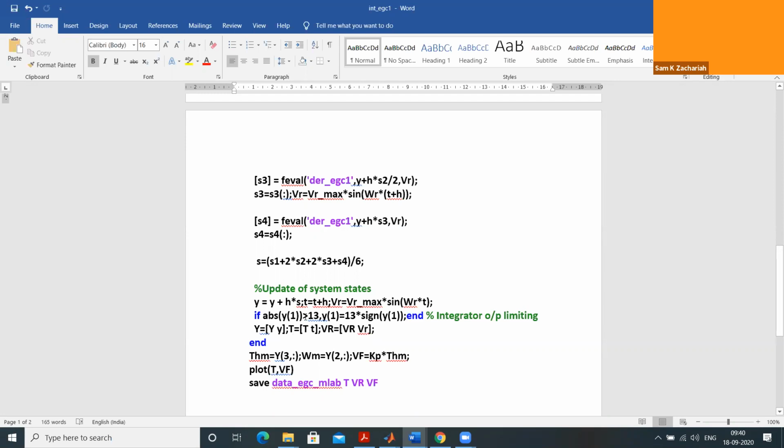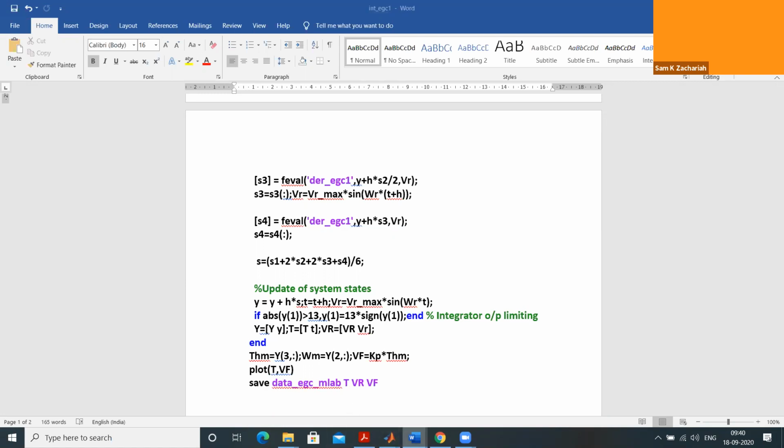Say 13 volt we applied for the integration output there, y of 1. Here y of 1 is nothing but the first state, which is the integrator state. And that is what we are limiting here, as we did in the Simulink. And finally, we are stacking all the variables for future plotting. Small y, t, and the command, all these things, we stack it as a vector. And finally, you can save it using the save command, which can be retrieved later.